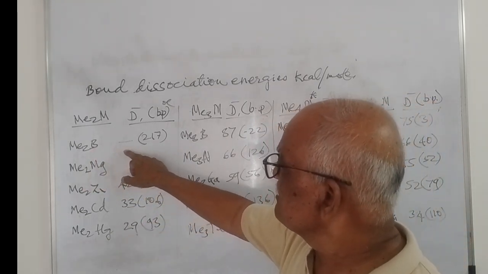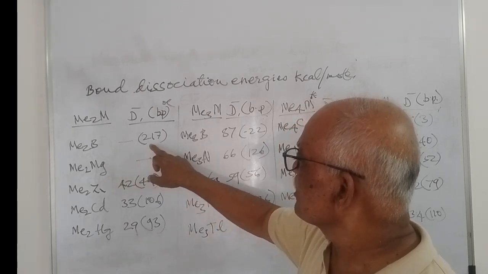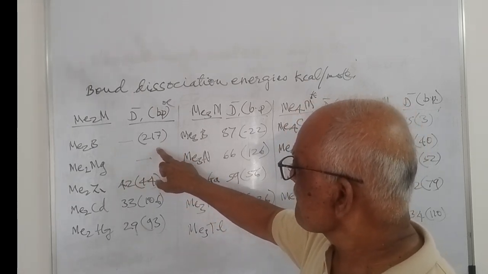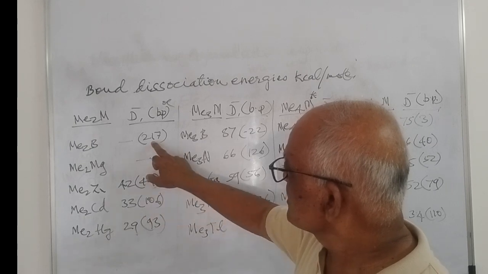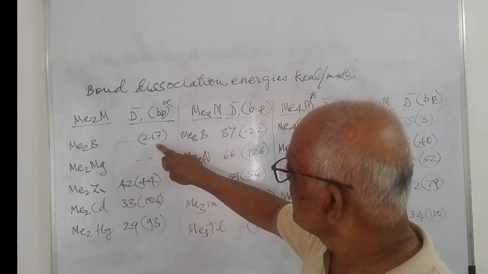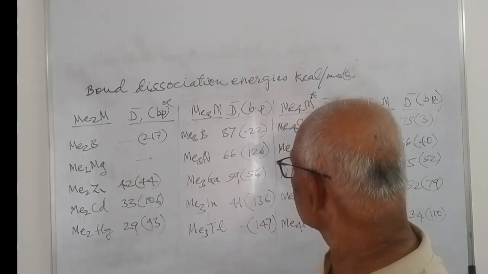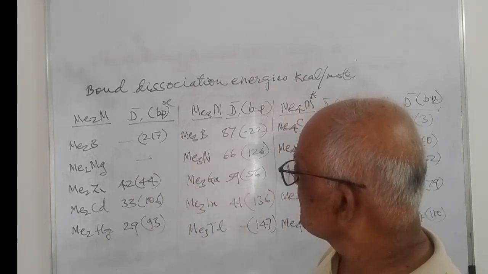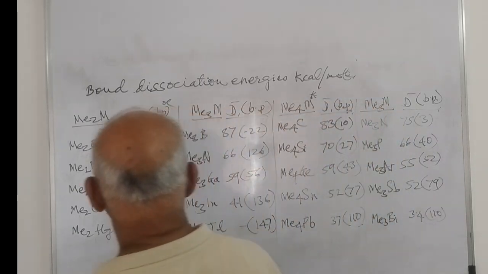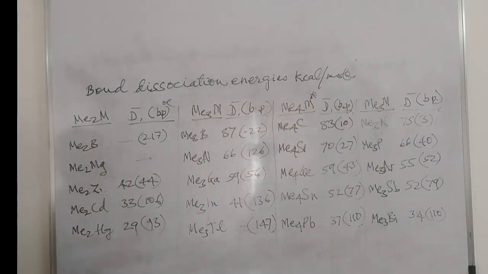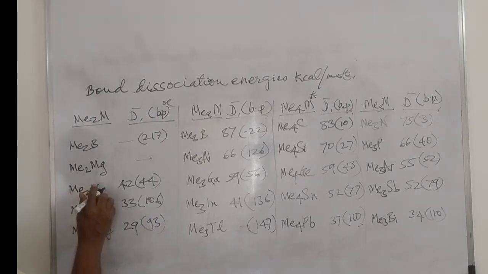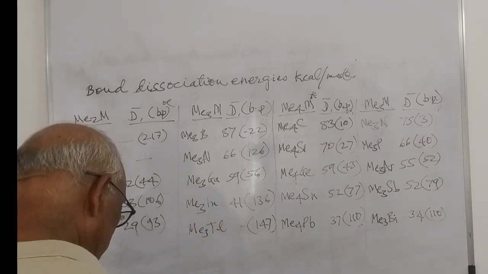Here also you will find that Me3B, the upper element boron, has a boiling point of minus 20, and the boiling point is shown to be varying here. This is Zn. The values are in this way.